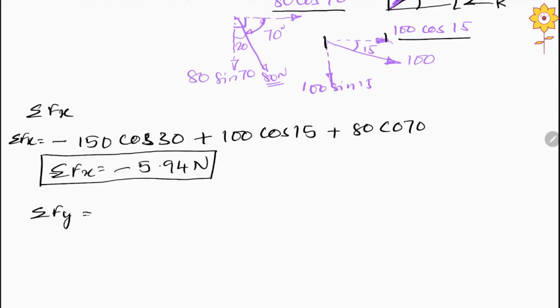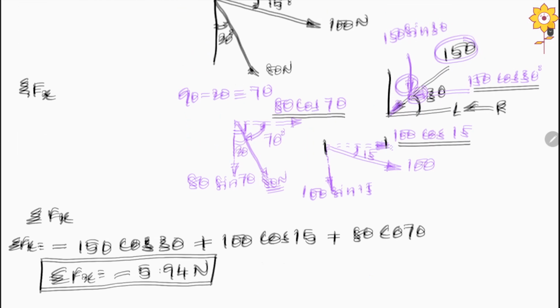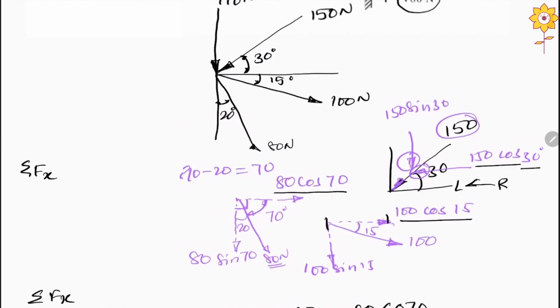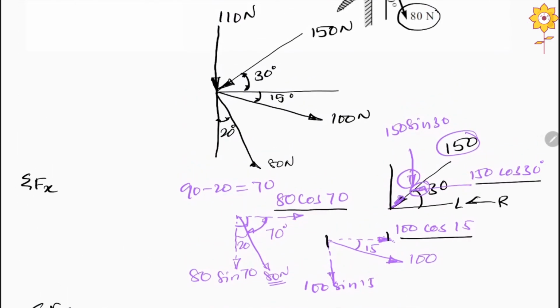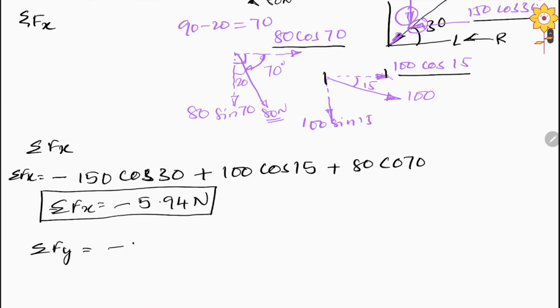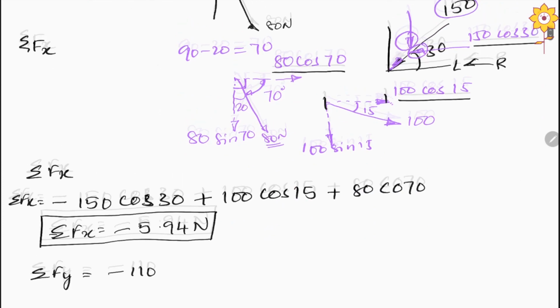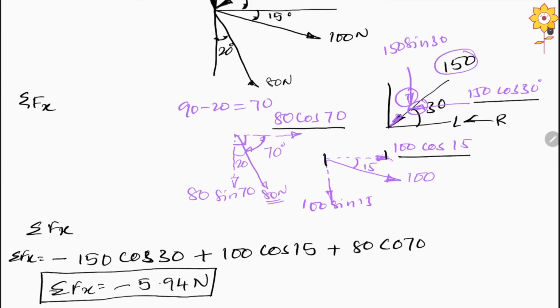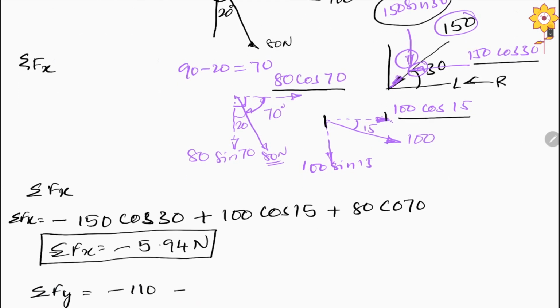Now we have to look for summation of f of y, so all the vertical forces. Now look at the diagram. In this we have one vertical force, 110 Newton, acting downwards. We have to consider that as well, so that will be minus 110. Then we have to look for the components. Now this one, 150 sin 30, is acting downward, again negative, so negative of 150 sin 30.